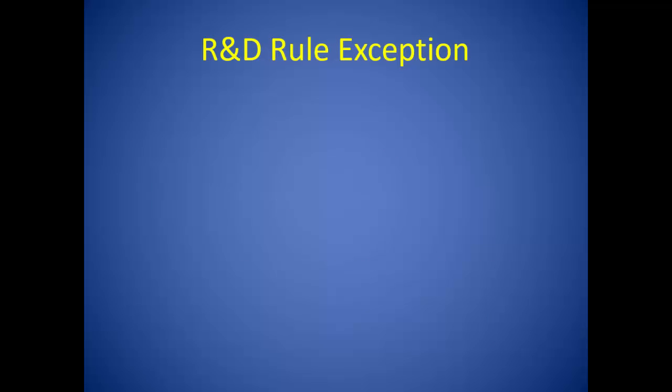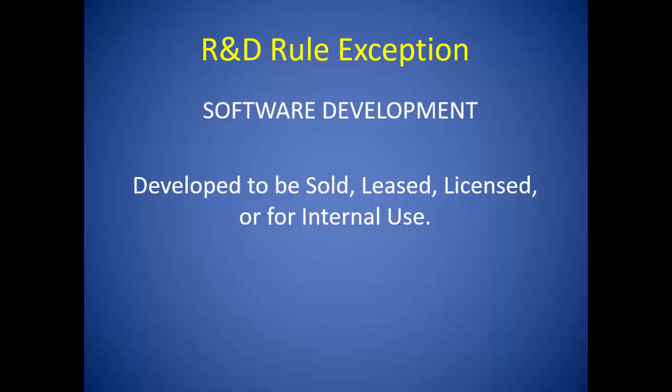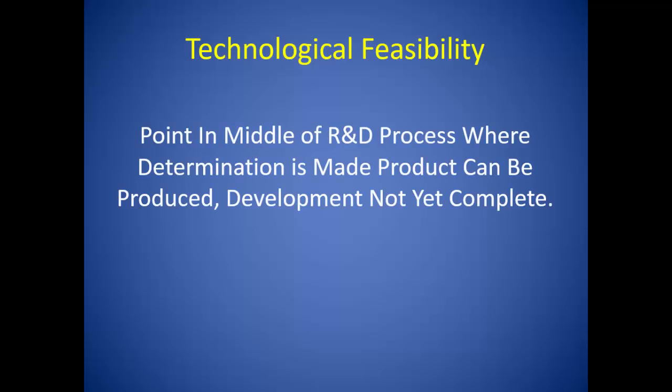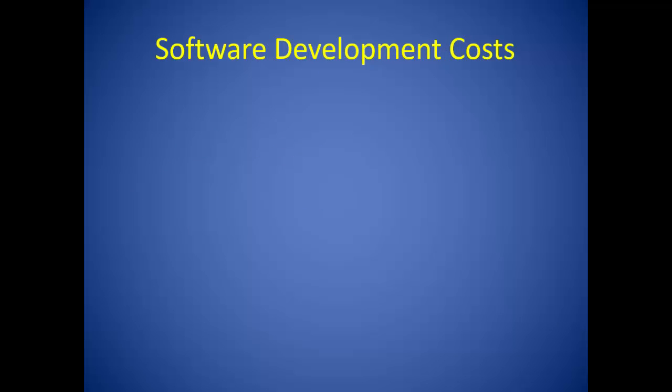So what we're looking at now are costs that cannot be capitalized. I have to expense them based on the R&D rule. Now there is an exception. It's software development. If it's developed to be sold, leased, licensed, or for your internal use, it doesn't matter. You have to look at the point of technological feasibility. What is it? It's the point in the middle of the R&D process where it can be determined that, okay, let's go ahead with it. This is going to work based on our R&D. But R&D is not done yet.